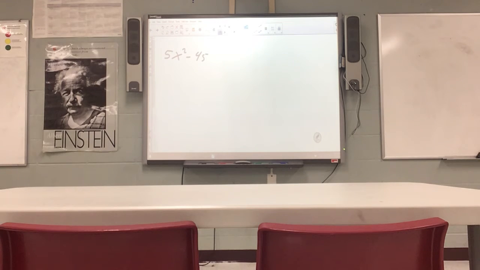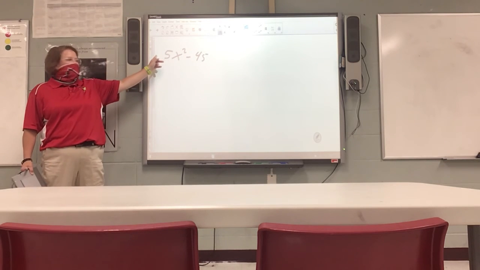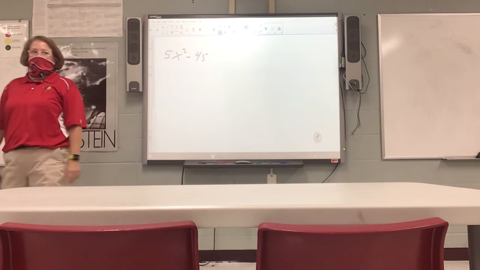Alright, so I don't have a b again. 5x squared minus 45, the directions just say factor. I don't have a b again. So you're thinking, I wonder if I can do difference of squares like on the last problem. And my answer is not yet. Not yet, because 5 is not a perfect square. There's not a whole number times itself that makes 5. 45 is not a perfect square. There's not a whole number times itself that makes 45.